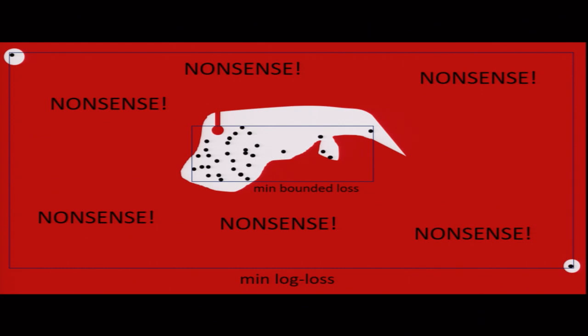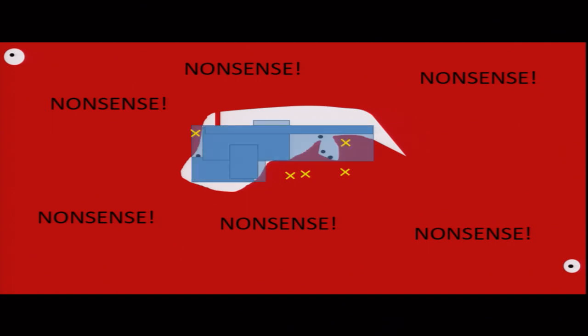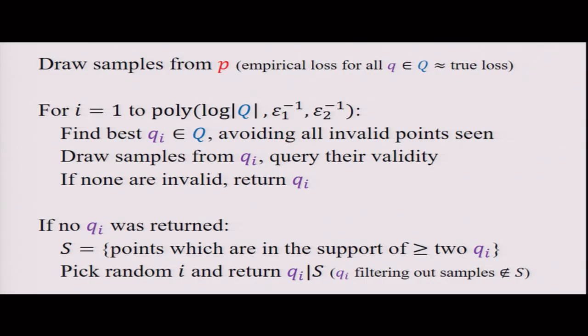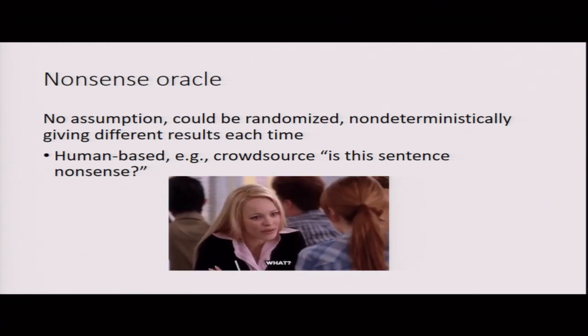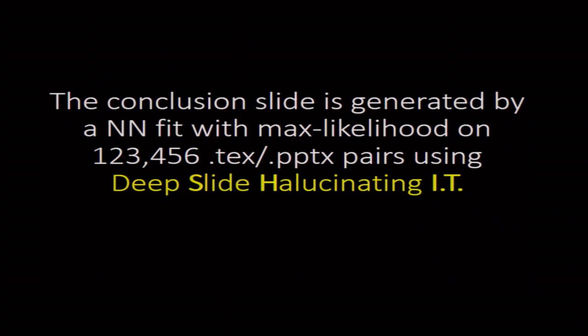So we have an algorithm that will try to do as well as the best rectangle that doesn't generate nonsense. In the interest of time, I'm just going to skip it, but it's kind of fun, and come to the poster and we'll tell you about it. Just the last point is that the nonsense oracle can be non-deterministic. It really can be a human-based thing, because we're not making any assumption about it. We're agnostic to it. It could be different people, and it could be randomized. So I think it's pretty general.